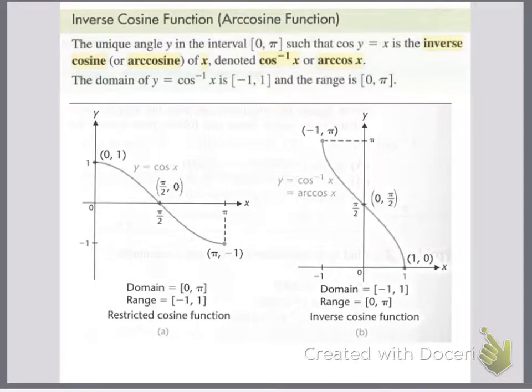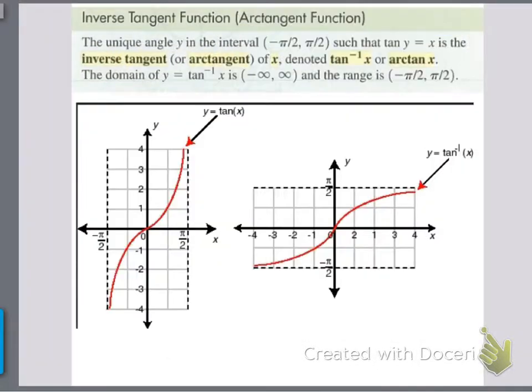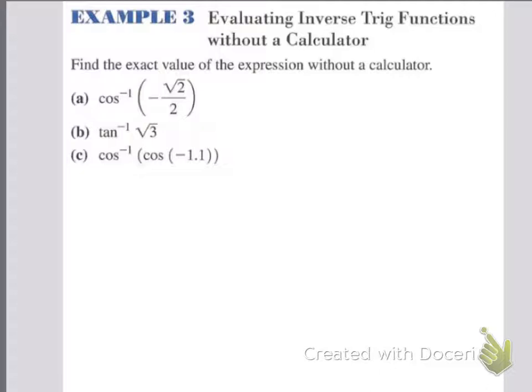Inverse cosine. Okay, inverse cosine, domain -1 to 1, range 0 to pi. You might see it say arc cosine. Arc cosine is the same as inverse. Same thing for tangent. Okay. Now it says evaluate these inverse trig functions without a calculator.